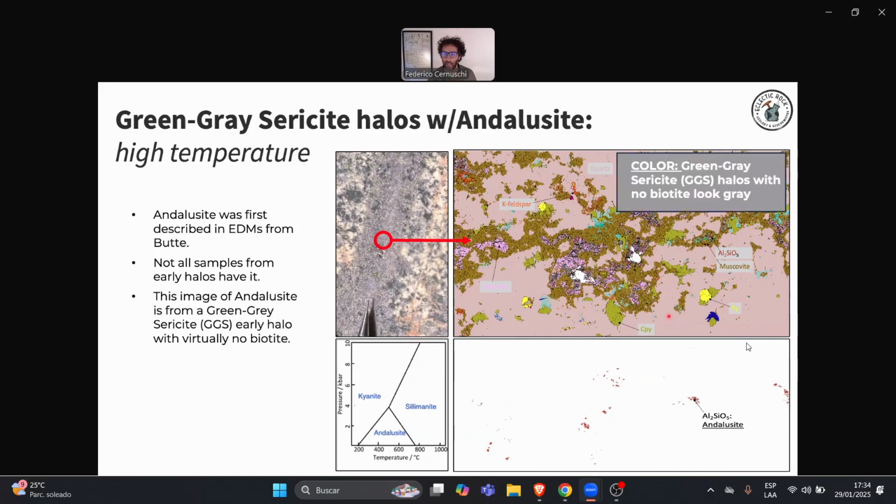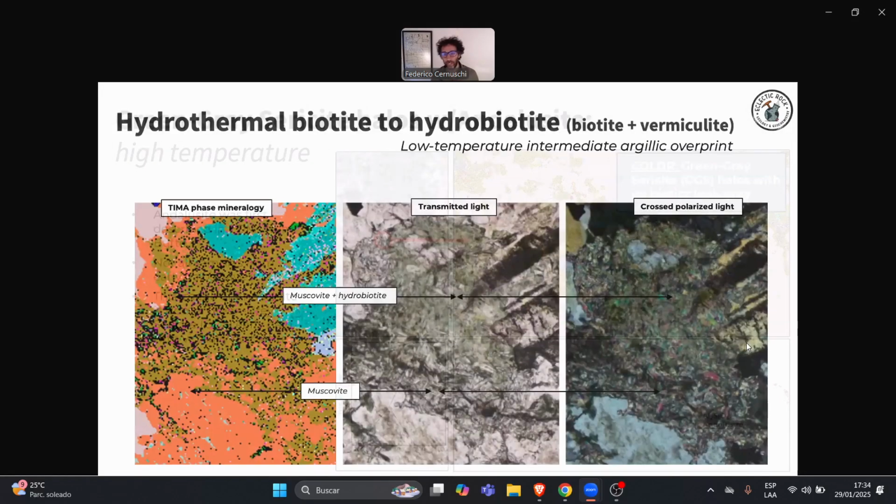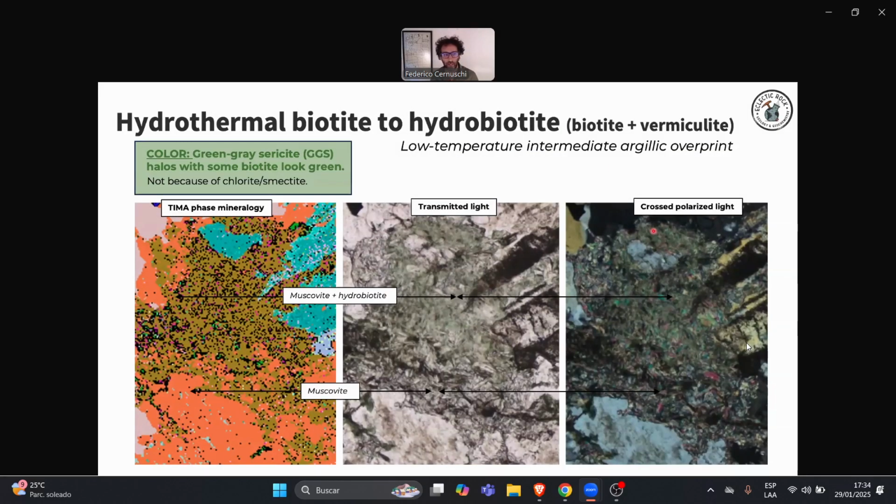In this case, we use the same green-gray sericite for these lightly colored halos. The ones that look more gray have no biotite or just traces of biotite. The ones that look more green, in this very light color version of halos, have just a little bit more biotite, and that's what gives the greenish color. It's not the abundance of chlorite or smectite.